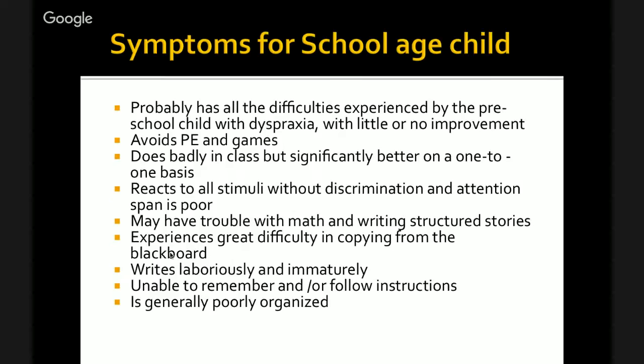Symptoms for a school-age child. Probably has all of the difficulties experienced by the preschool child with dyspraxia with little or no improvement. They avoid PE games, do badly in class but significantly better on a one-to-one basis, react to all stimuli without discrimination, and attention span is poor. May have trouble with math and writing structured stories, experiences great difficulty in copying from the blackboard, writes laboriously and immaturely, is unable to remember or follow instructions, and is generally poorly organized.